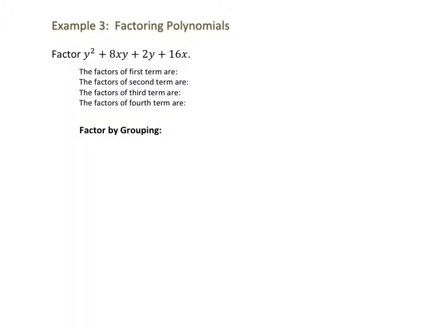In example 3, we have a 4-term polynomial that we need to factor out. So let's list out all of the factors for each term. For example, the first term, y squared, has factors of y and y. So I've gone ahead and listed out all the factors of all 4 terms, and now we need to compare to see if they have any in common.